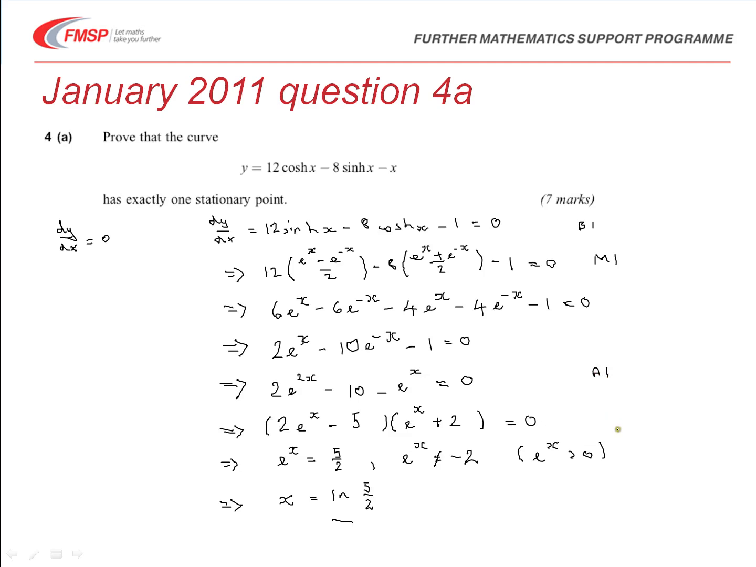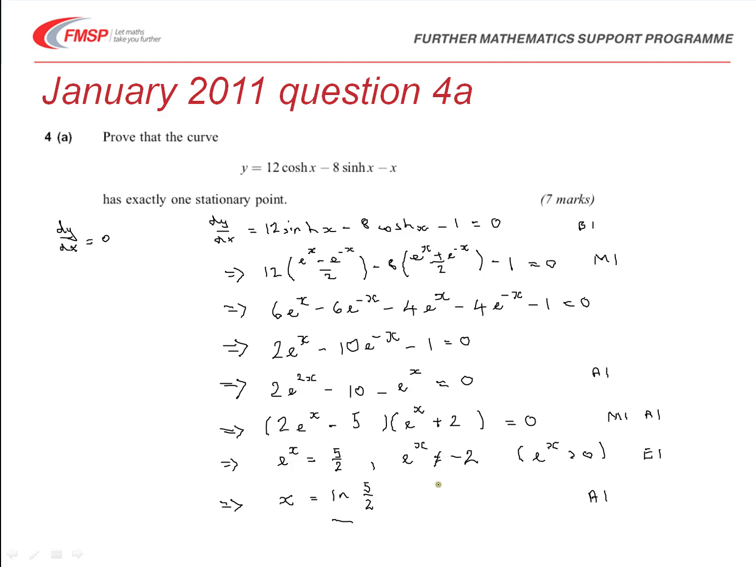For then factorising the expression, you'll get 1 for using an appropriate method and 1 for actually getting the right statement at this point. And then for eliminating one of these results and obtaining the other one correctly, you'll get a mark. And then finally, for getting the correct answer for the single stationary point, you get 1 mark.